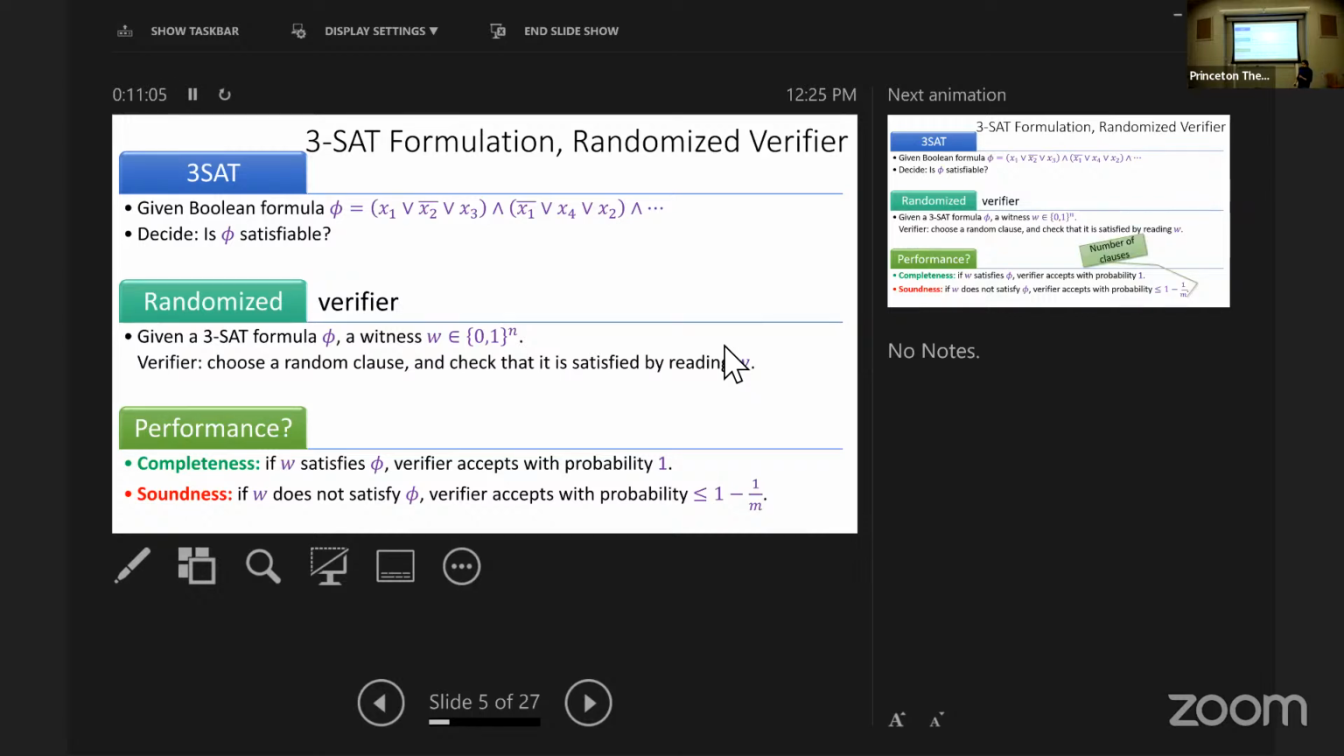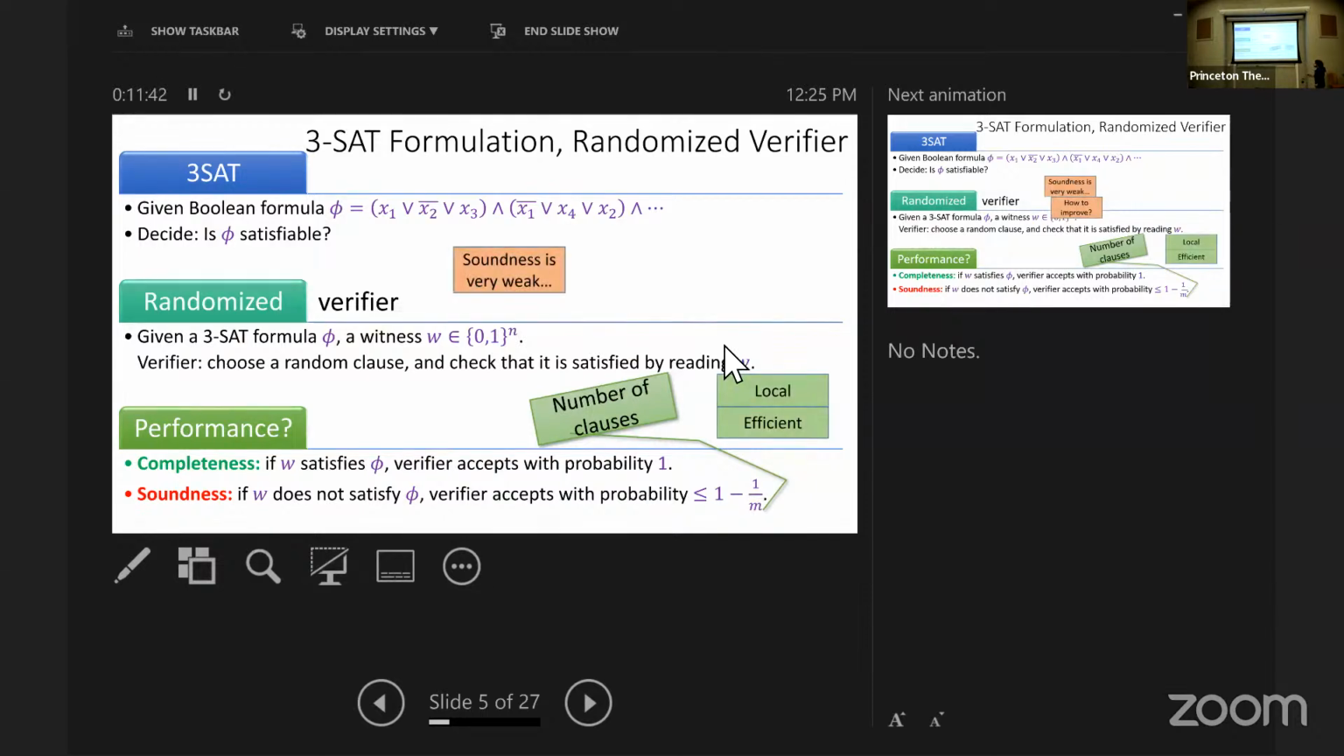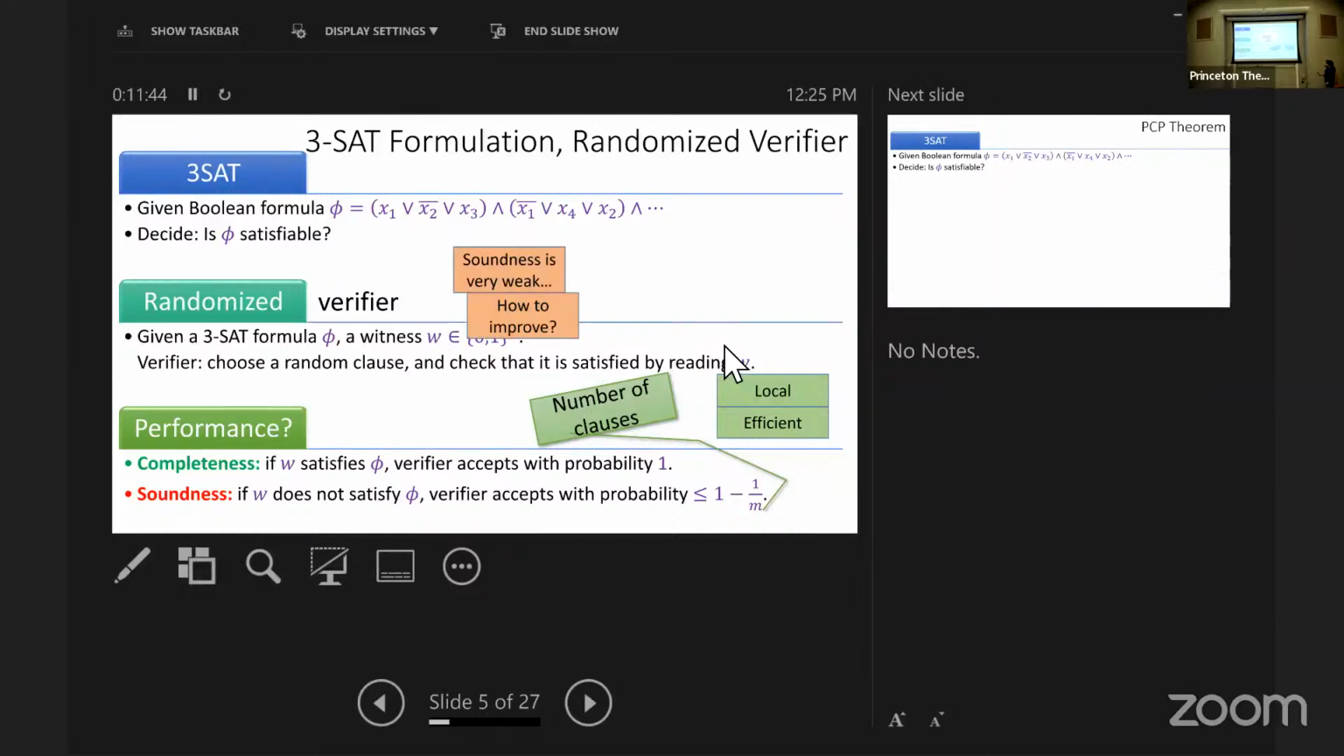If phi is satisfiable, then of course the verifier always accepts. But if phi is not, then as we said, it may be the case that only one of the clauses fails. And in that case, you can only say that the verifier accepts with probability at most 1 minus 1 over the number of clauses. So it is local, but its performance is still quite awful. So can we come up with a randomized verifier which doesn't suffer these performance issues? Cool. So how do you improve that?